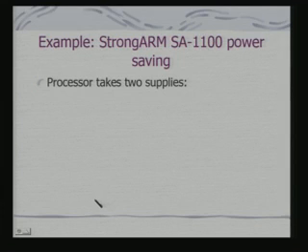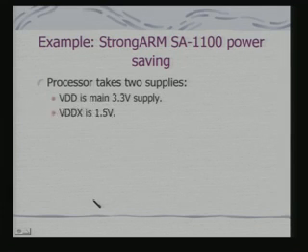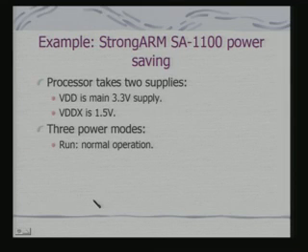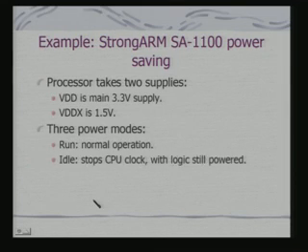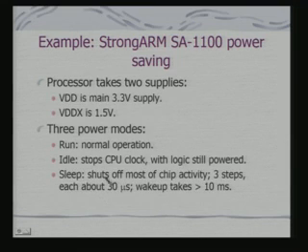This processor takes two supplies. VDD is a 3.3 volt supply and VDX is 1.5 volts. It has got three power modes: run, which is normal operation; idle, here it stops the CPU clock with logic still powered on, this is clock gating. Then you have sleep, which shuts off most of the chip activity, takes 3 steps, each about 30 microsecond, and wake up takes greater than 10 millisecond.